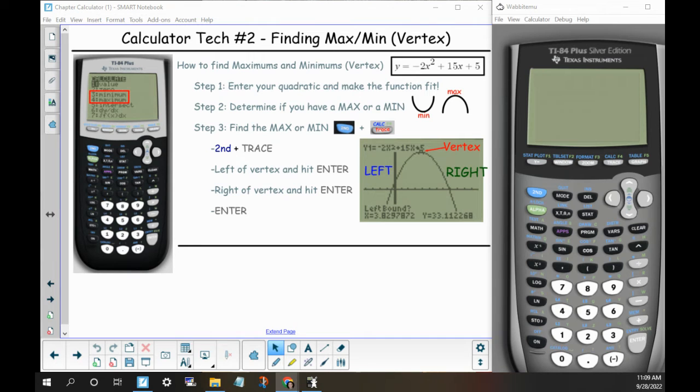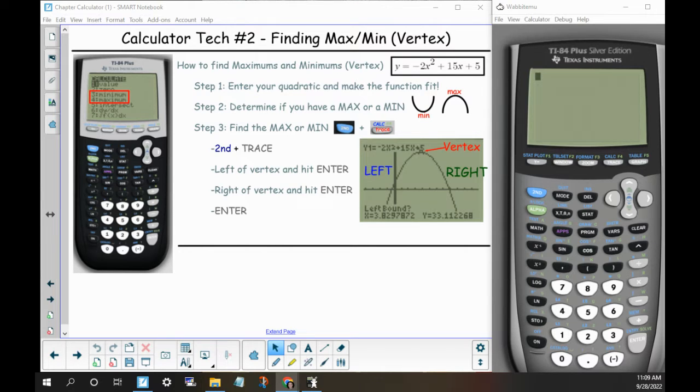So, finding the maximum and minimum. Okay, yesterday we spent time being able to fit our graphs into our calculator so we can see them. We still need to do that, and then we're going to take it a step further and find the maximum or minimum, which is what?